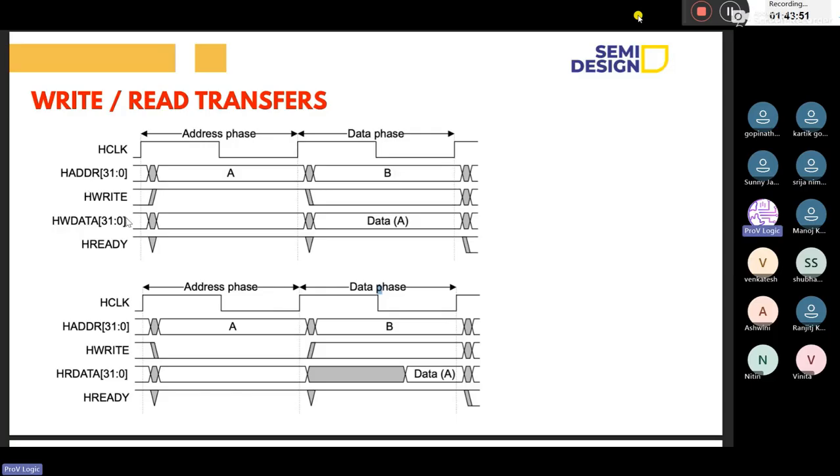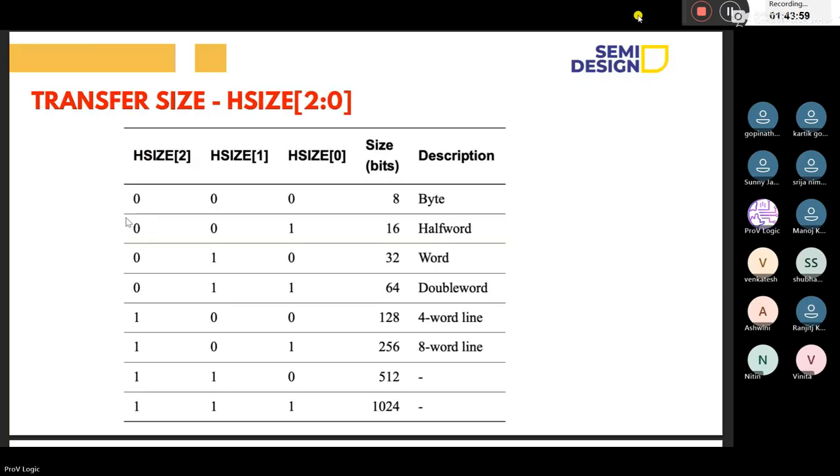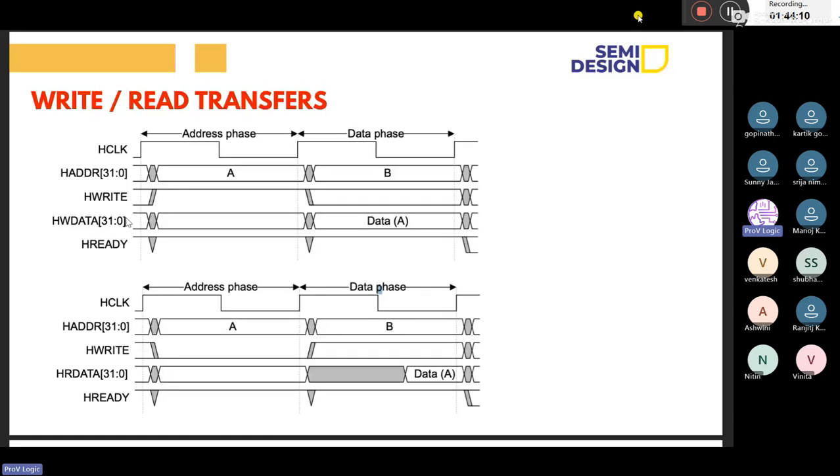HSIZE, what will be the HSIZE? If you consider 8-bit, 000. If you consider 32-bit, 010, 64-bit 011. In the next clock cycle, master will send the HWDATA, so the data will be written accordingly. In the same way, whenever write or read is selected in address phase, the write signal will be 1 for write, and 0 for read. So here write signal is 0, so read operation. Here in address phase, write signal is high, so write operation.